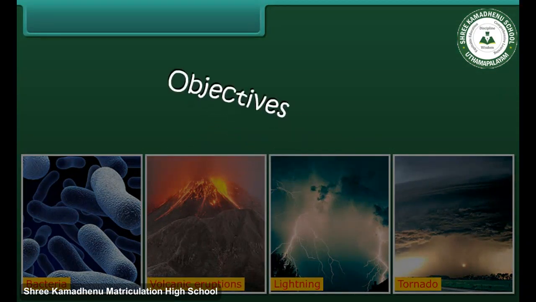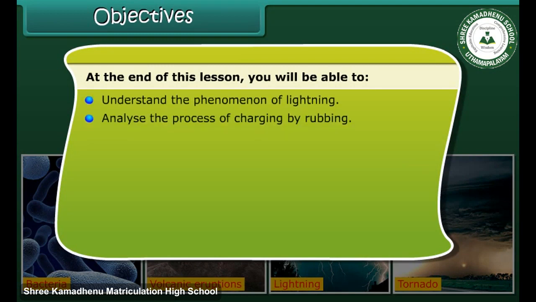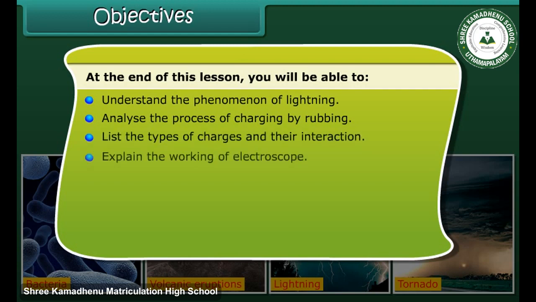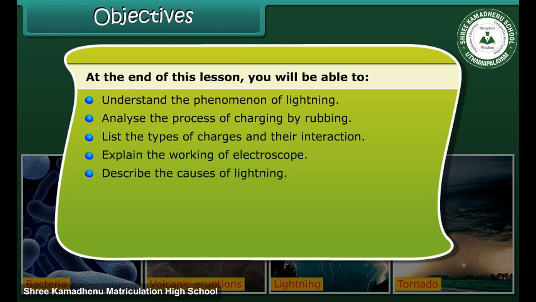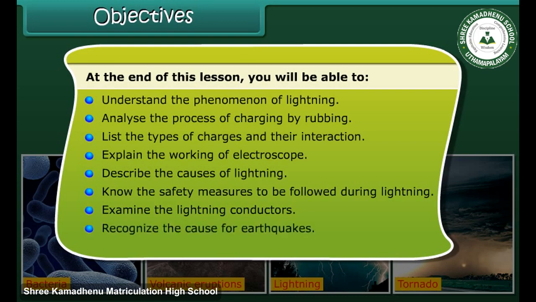Objectives. At the end of this lesson, you'll be able to understand the phenomenon of lightning, analyze the process of charging by rubbing, list the types of charges and their interaction, explain the working of electroscope, describe the causes of lightning, know the safety measures to be followed during lightning, examine the lightning conductors, recognize the cause for earthquakes, identify the precautions to be taken during earthquakes.